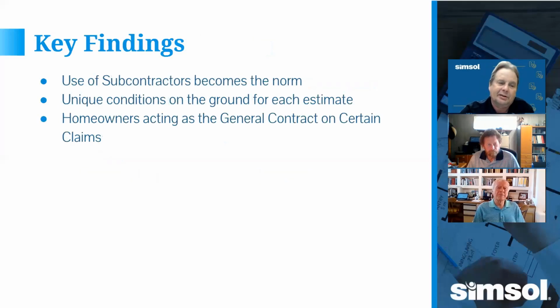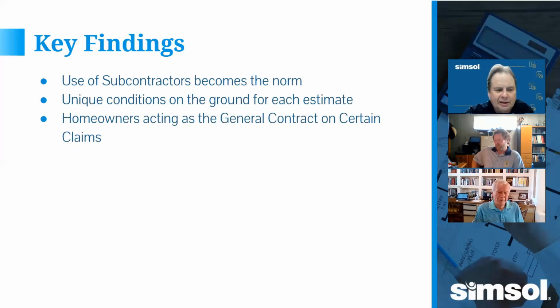Like I said, the use of subcontractors on these smaller items has become the norm. The unique conditions on the ground for each estimate have also become more important. Craftsman was already set up for items such as the temperature that they're working at, how high the material has to be lifted, and how far it is from the site. They already had some metrics for that, which allowed us to very easily, by asking simple questions to the adjuster, change the prices to match that.